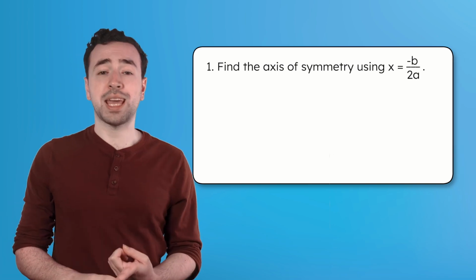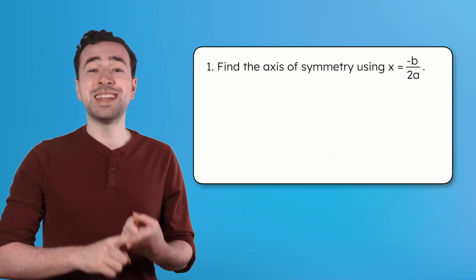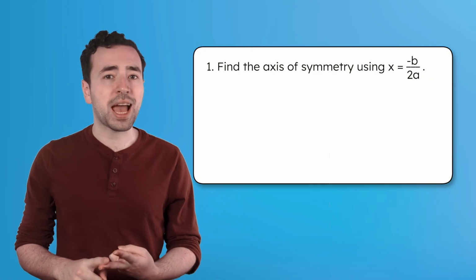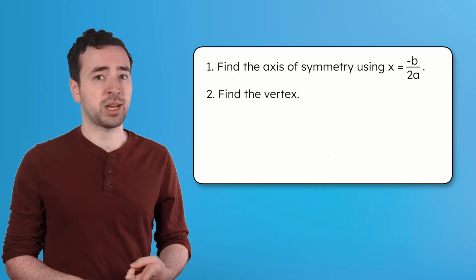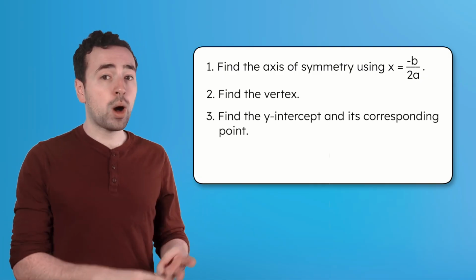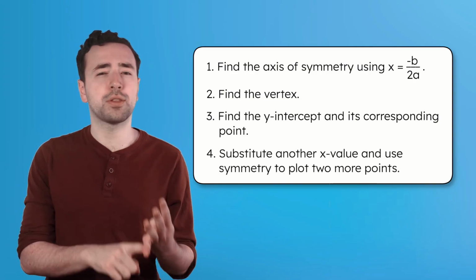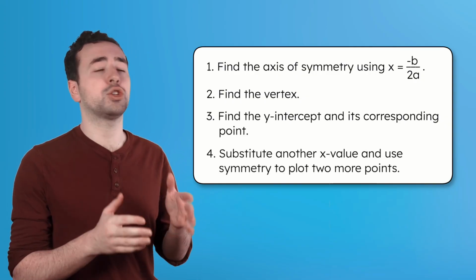Awesome work today. We are now parabola pros and can graph any quadratic equation thrown our way. When graphing quadratics in standard form, remember these 4 steps. First, find the axis of symmetry using the formula -b over 2a. Second, use the x value from the axis of symmetry to find the vertex. Third, find the y-intercept and its corresponding point. And finally, substitute another x value and use symmetry to plot 2 more points.